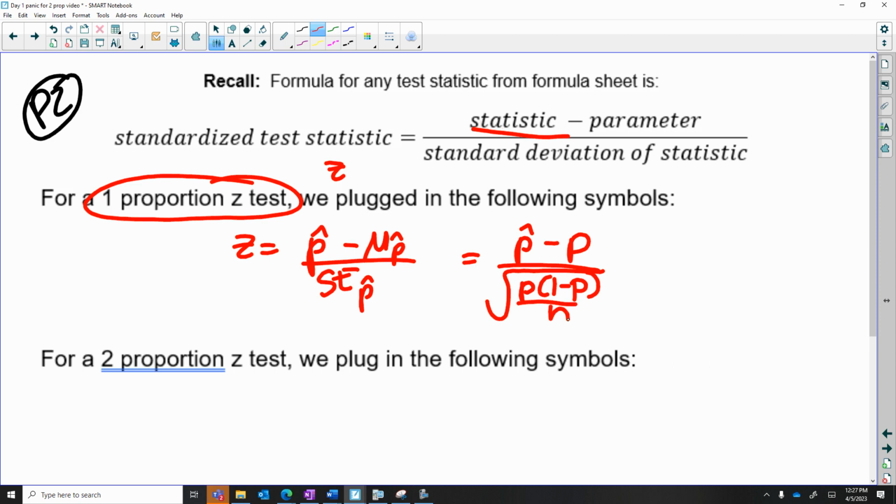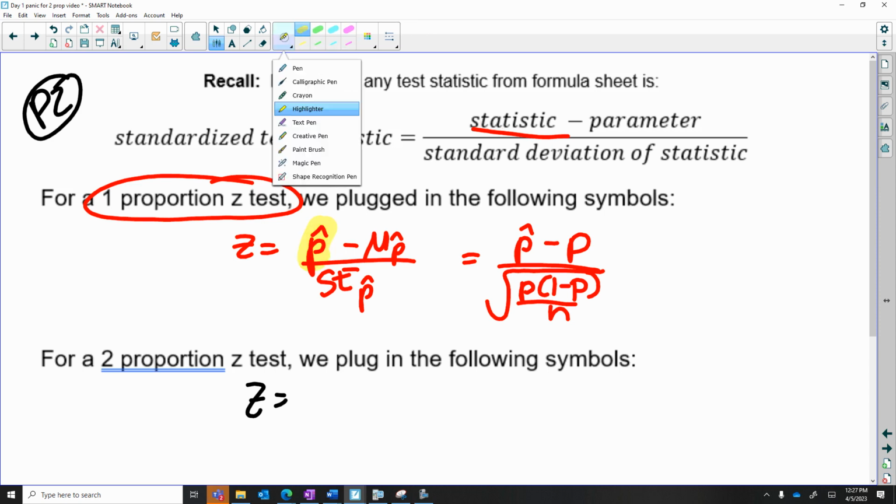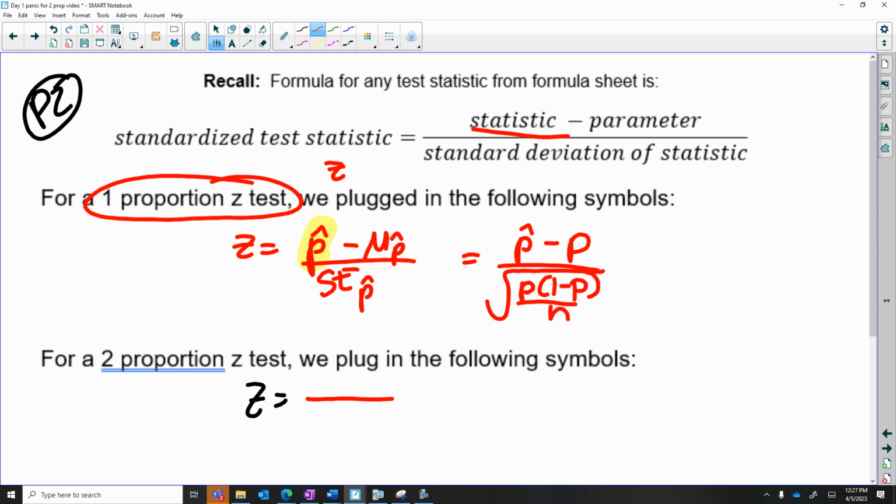Sorry about the bell. Okay, so now for a two proportion test, you're going to kind of do the same structure, statistic, right? So the statistic, instead of being one of these p hats, which is right here, it's just going to be two of them. So it's going to be p hat 1 minus p hat 2. Instead of one p hat, it's going to be p hat 1 minus p hat 2. That's the statistic, minus the parameter. The parameter was just p, right? So it's going to be p1 minus p2.